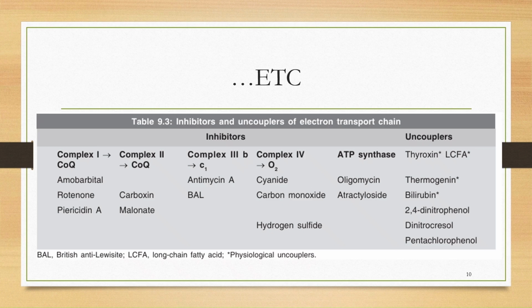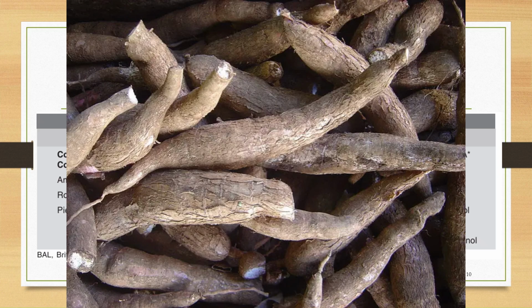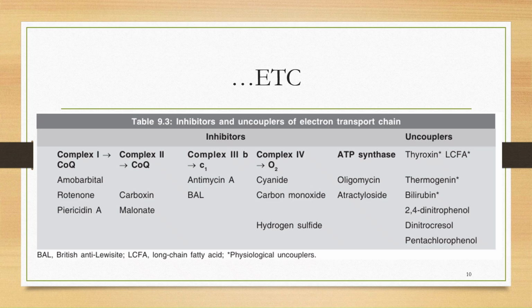And then you have complex 4 inhibitors. Basically, they inhibit the transfer of electrons from complex 4 to oxygen, which is the final acceptor. An example is cyanide. Cyanide is a common poison and is found in food like cassava, especially in cassava that is not sweet, the one that is quite bitter or too hard. There's a high amount of cyanide in it, which is quite toxic, and it is toxic by inhibiting complex 4.